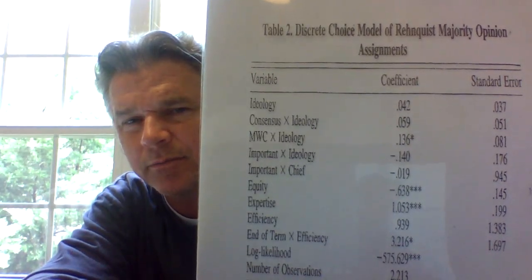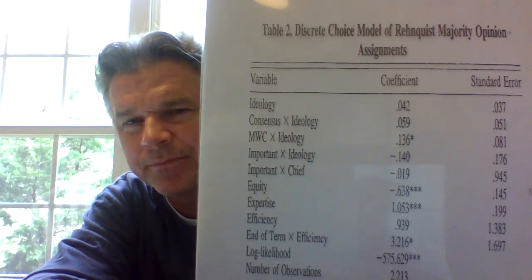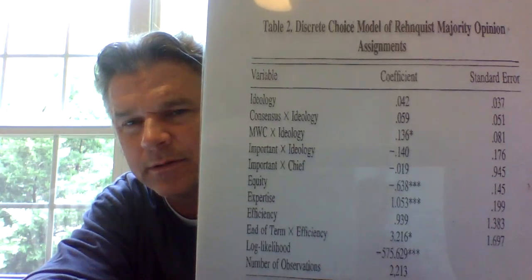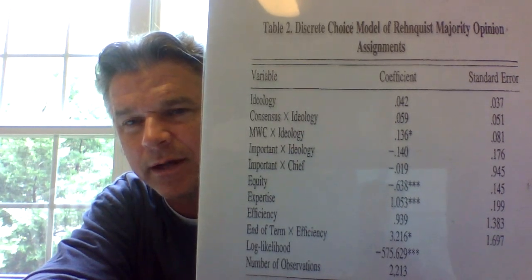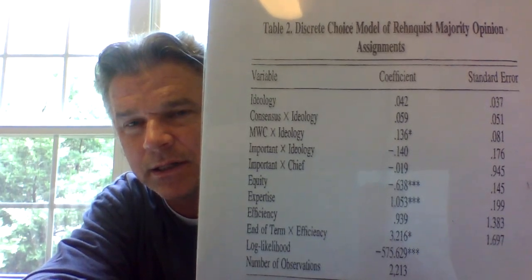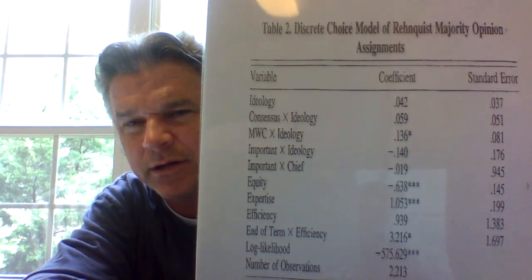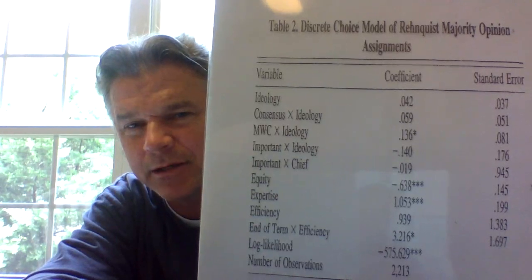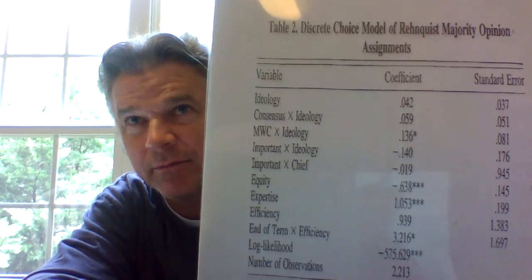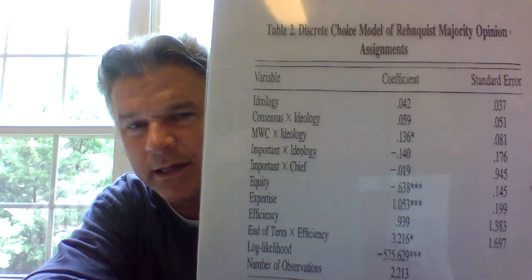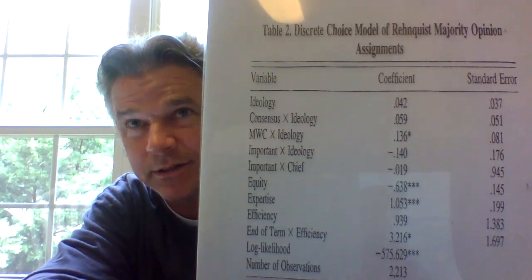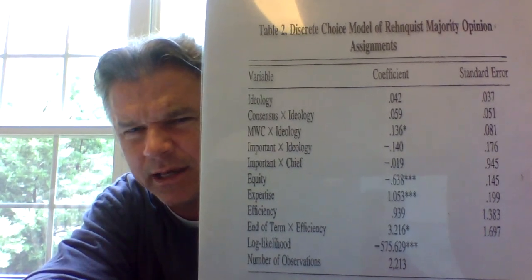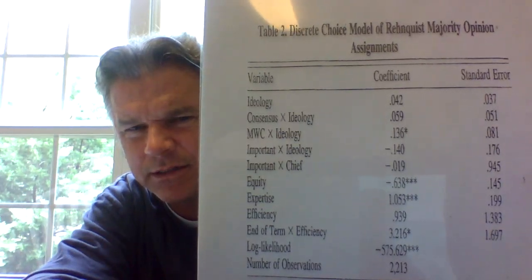What about important case times ideology? No effect. Important case times the chief? No effect. Equity. You already have been assigned a number of cases. Definitely negatively correlated. It reduces the probability you'll get the next opinion assigned to you. Expertise. You have written a number of opinions in this area already, like Stephen Breyer in administrative law. Increases. Efficiency. You're known for writing opinions quickly. No effect. End of term times efficiency. Increases the probability you'll be assigned the opinion. Absolutely.